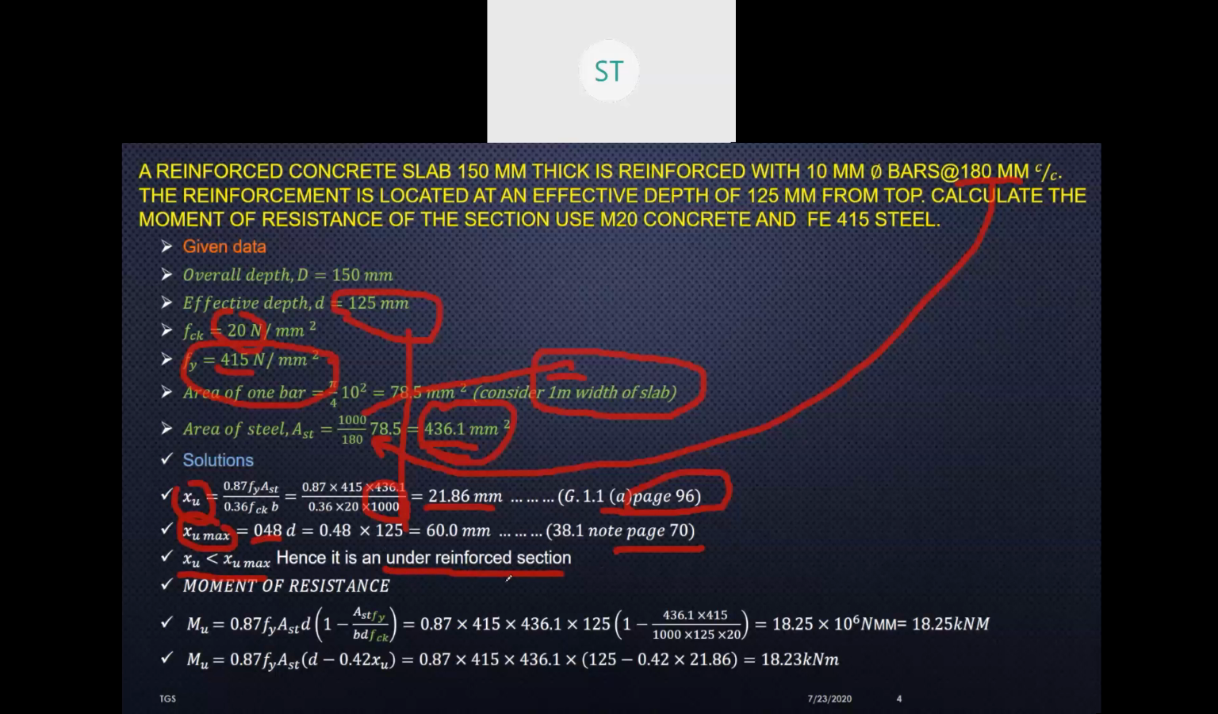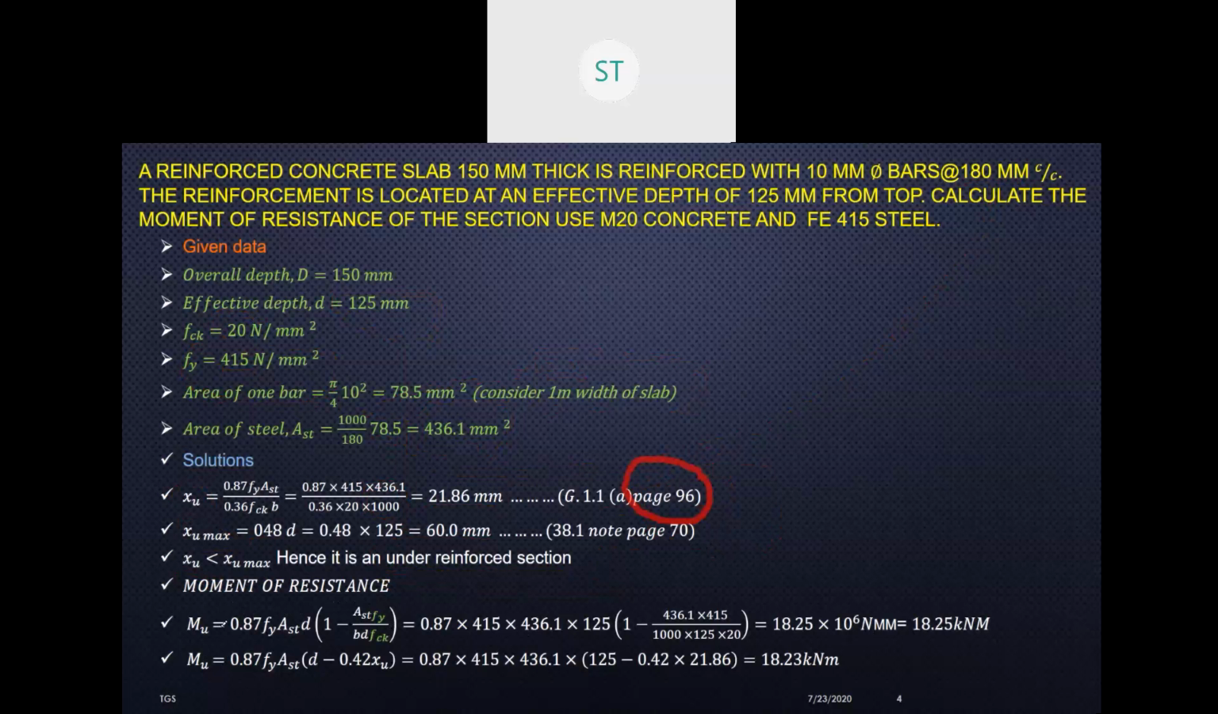So find the moment of resistance using under reinforced section formula, MU. MU for under reinforced section. So MU is equal to 0.87 Fy AST into D into 1 minus AST Fy divided by BD FCK. This is given in page 96. Page 96, equation is given. So MU is equal to 0.87 Fy AST into D into 1 minus AST Fy divided by BD FCK.